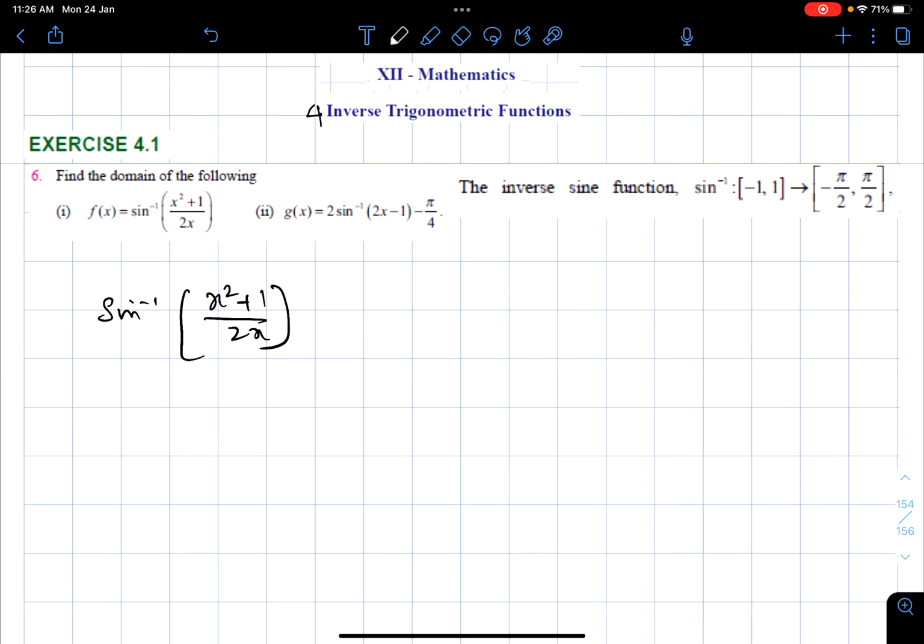From the definitions we have seen in the previous introduction videos, sine inverse goes from minus 1 to 1 to minus pi by 2 and pi by 2. So this is called the domain and this angle is called the range. Our domain is minus 1 to 1, so the values we are going to get for the domain are between minus 1 and plus 1. So this is going to be our domain for the sine inverse function.